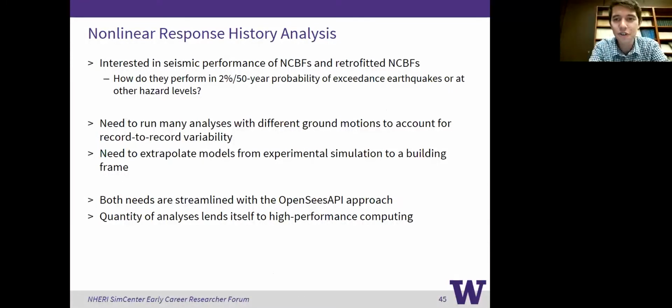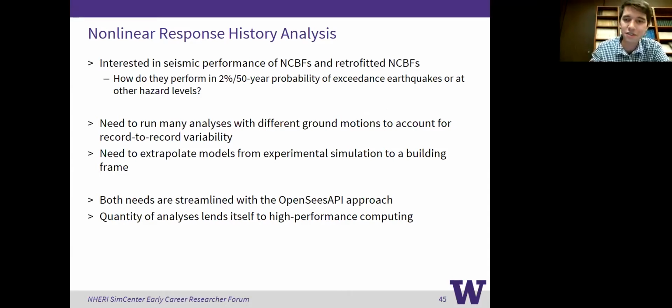And then the real goal is to get to nonlinear response history analysis. We're interested in the seismic performance of NCBFs and retrofit NCBFs, and we might want to look at how they perform at certain hazard levels. So now we have a need to run a bunch of different analyses with a bunch of different ground motions, and we have to also extrapolate our models from those experimental simulations out to the building frame.